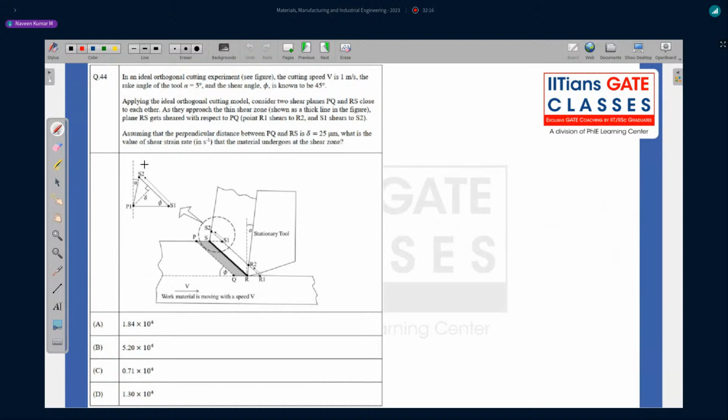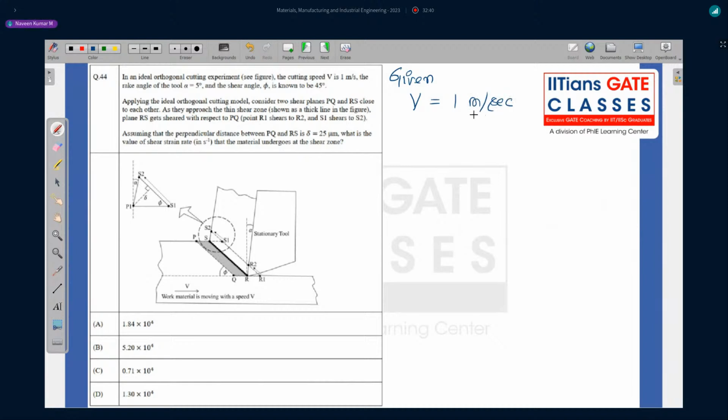Here they have given the diagram also for us. Very good. So what is that? In an ideal orthogonal cutting experiment, the cutting velocity, cutting speed, is 1 meter. So let's write what is given. Given cutting velocity. We have given as V, Vc, but we can write V also. They have given as V, we will write V. So it is 1 meter per second.